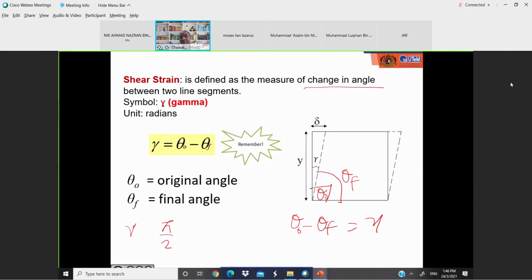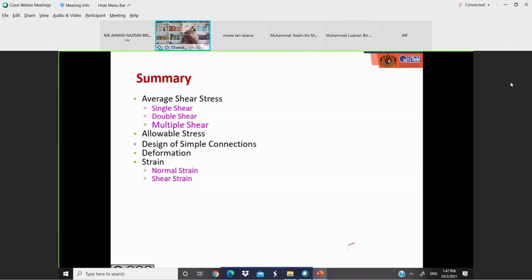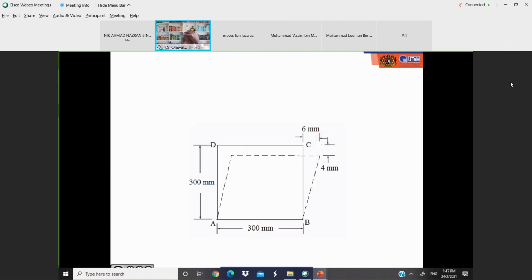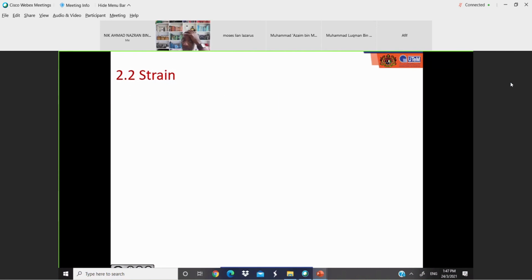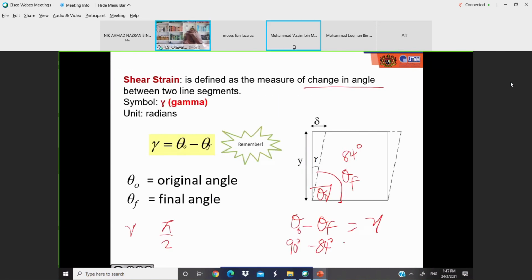Okay, now wait, before I go into that. For example, your original angle here is 90 degrees. Your final angle here is 84 degrees. What's going to be your answer? What's going to be your shear strain? 6 what? 6 degrees. So for your shear strain, there is a unit.